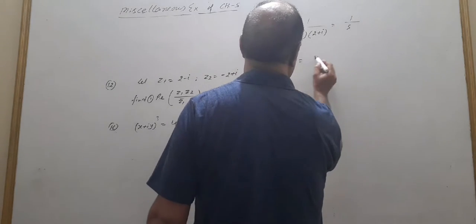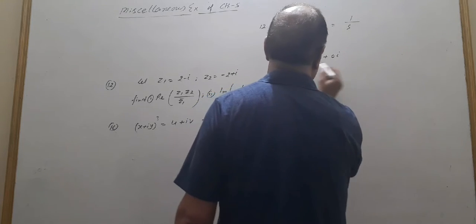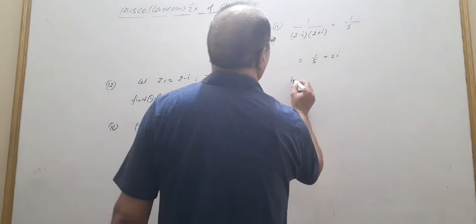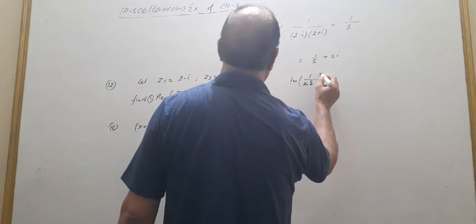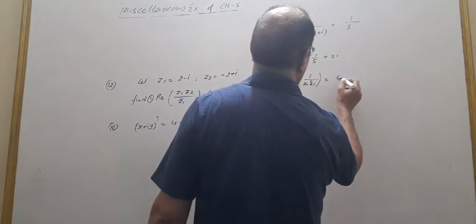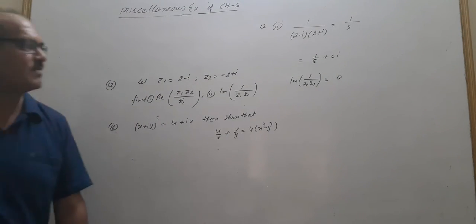This complex number in proper way can be written as this plus 0 iota. This is the real part, this is the imaginary part. Now what is the imaginary part of 1 upon Z1 bar? That is equal to 0. This is the imaginary part. If you ask real, the real will be 1 by 5.